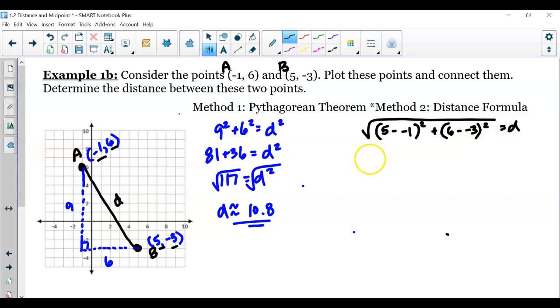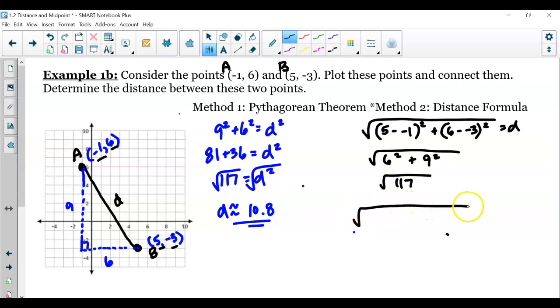So now here I've got 6 squared plus 9 squared. Notice we're right back where we were with the Pythagorean theorem, because when you square and add together, you still get the square root of 117. Just to show you, you would still get that same answer.